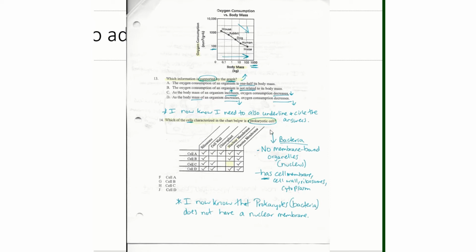Underline cells, circle prokaryotic. And what is that? Write it down. Remember, a prokaryote is a bacteria. And it's always going to be a bacteria. And it's only going to be a bacteria. So they have no membrane-bound organelles, no little organs like the nucleus. They have a cell membrane, they have a cell wall, they have a ribosome and cytoplasm. So which one here is the only one without a nucleus? That's your answer. I now know that prokaryotes, bacteria, do not have a nuclear membrane. Next.